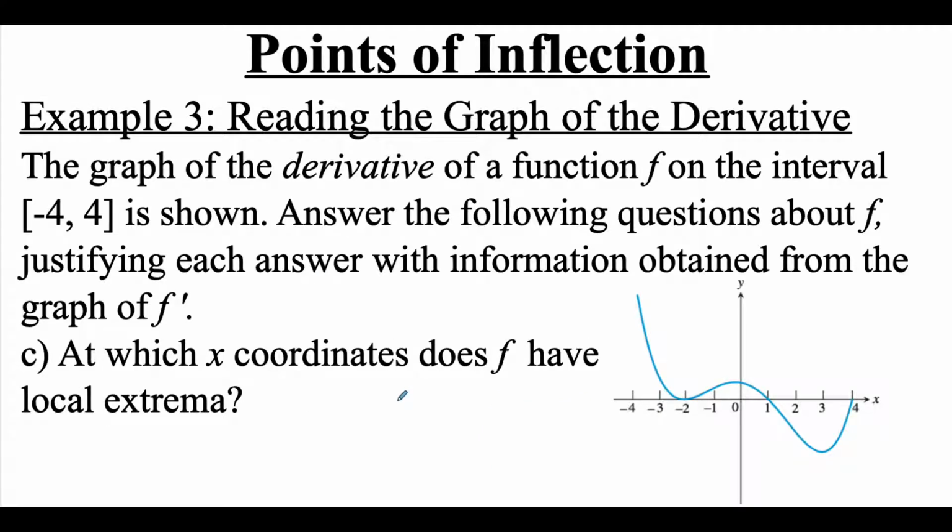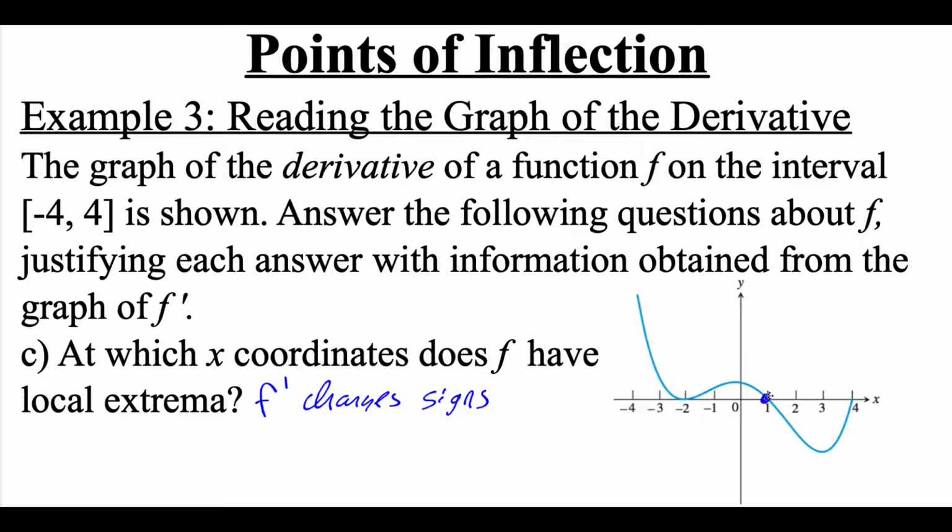The next thing we want to find are any x-coordinates where our function f would have a local extreme value. Now, based on the first derivative test, extrema happen where your derivative changes sign. So where your derivative goes from being positive to negative or negative to positive. And there's one place on the graph where it changes signs. On the left-hand side of our graph, that's all positive. On the right-hand side of our graph, that's all negative.